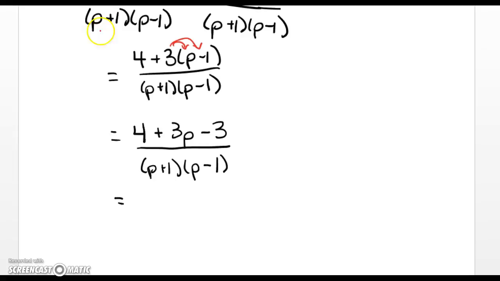And then we can add those like terms. Here we have 4 and negative 3, or 4 and subtract 3. So 4 minus 3 is positive 1, plus 3p, all over p plus 1 times p minus 1.